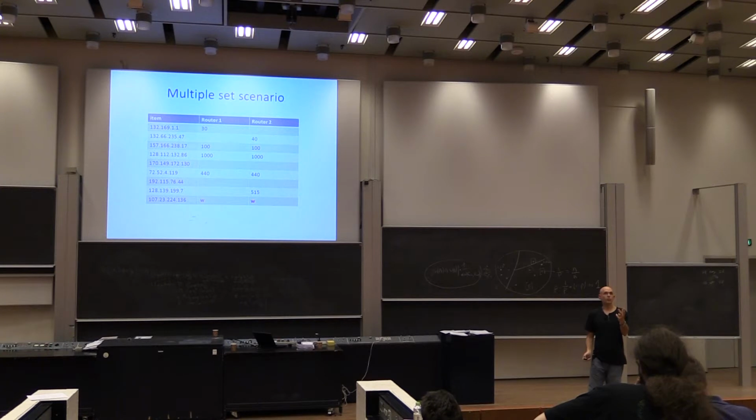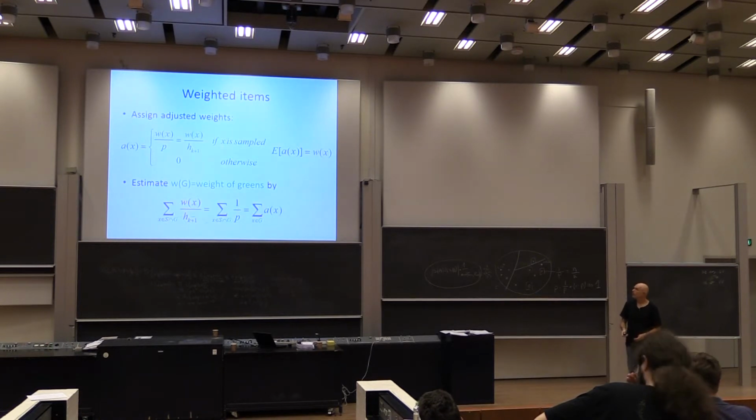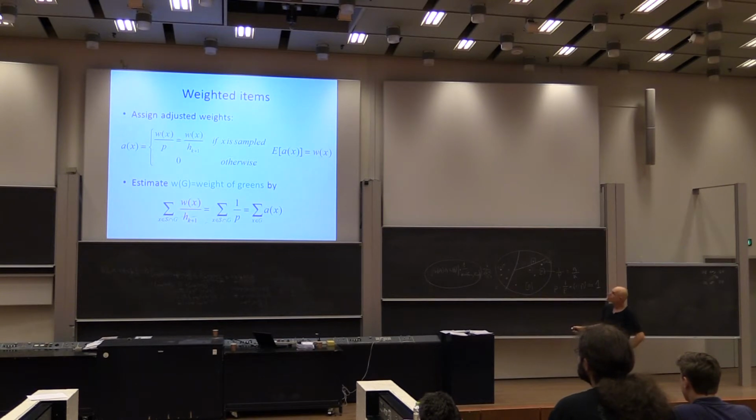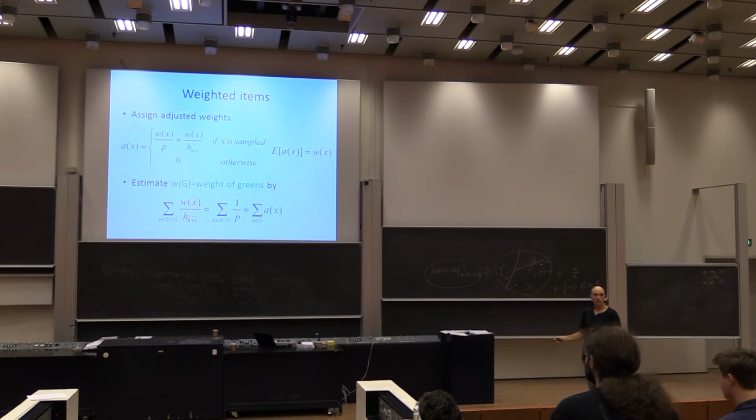The adjusted weight was 1 over P if I sample you, and 0 otherwise. So the expectation would be 1. That's good for cardinality, but I want to count the total weight. If I want to count the total weight, I need this to be the weight of the item. So instead of defining the adjusted weight to be 1 over P, I would define it to be the weight over P if I sample you, and otherwise it's 0.